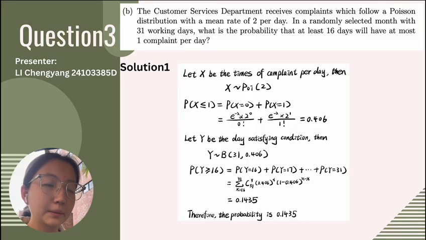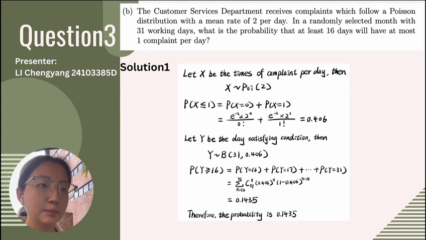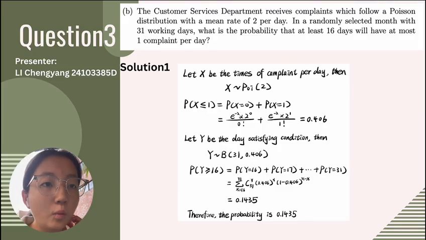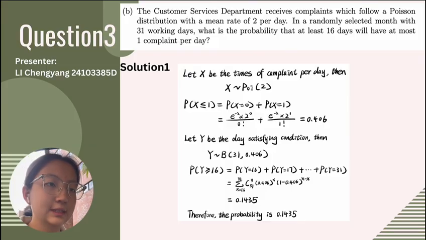Now let's go to the second problem. Firstly, we find the probability that a single day has at most one complaint. According to the formula of Poisson distribution probability, the probability of satisfying the condition is 0.406.